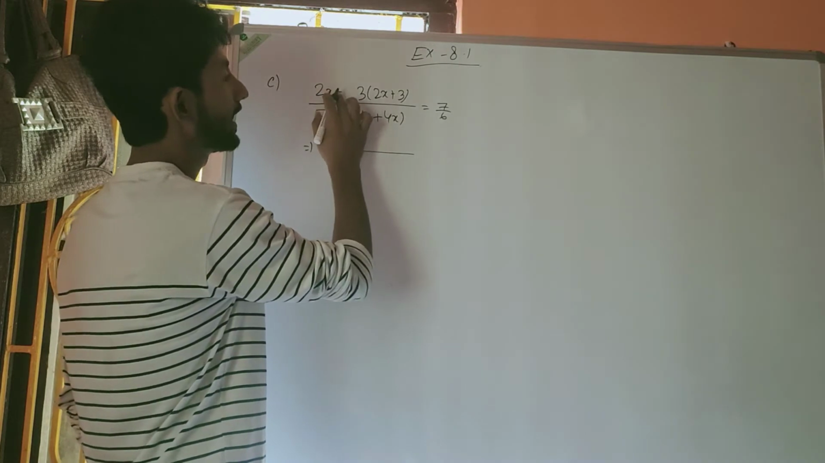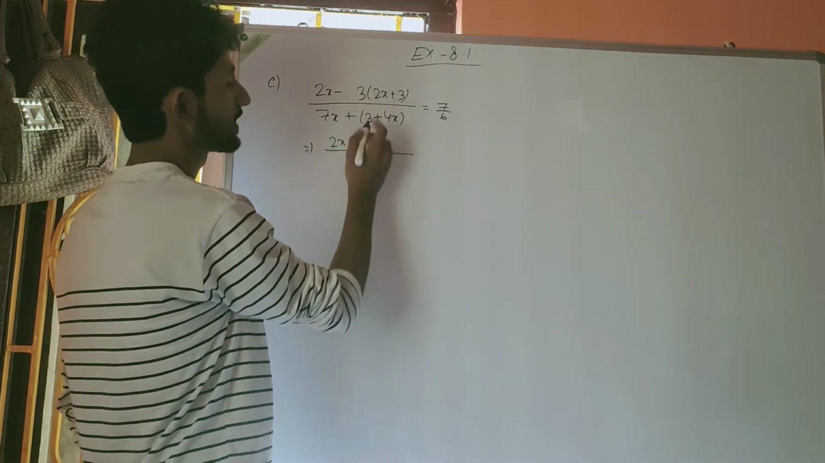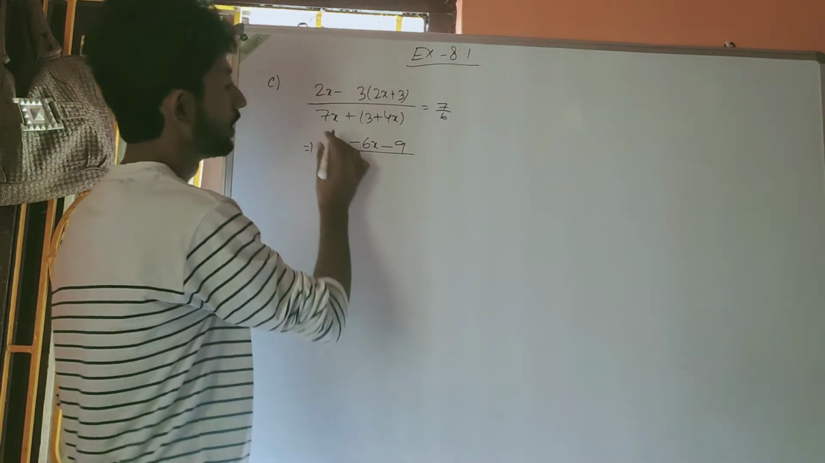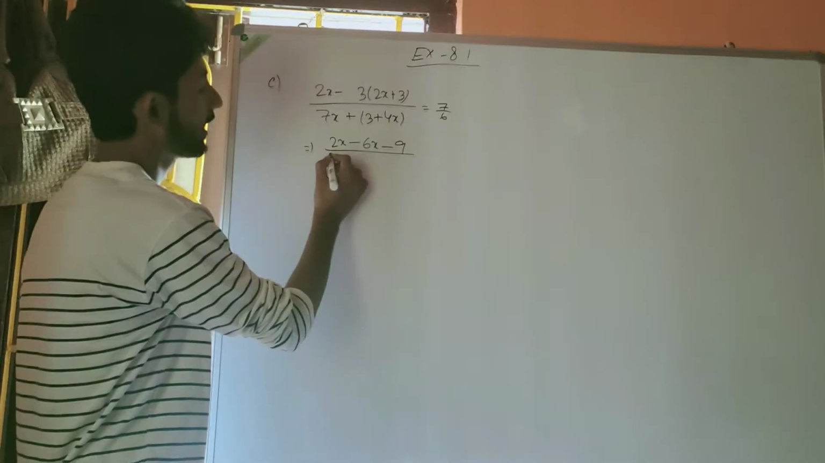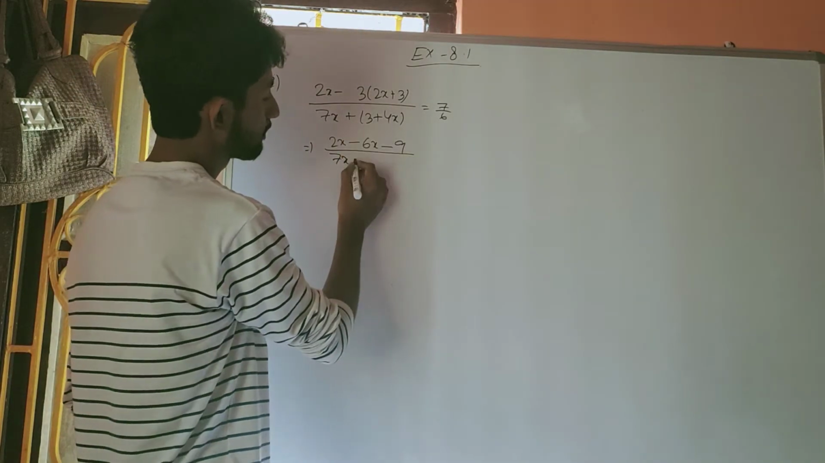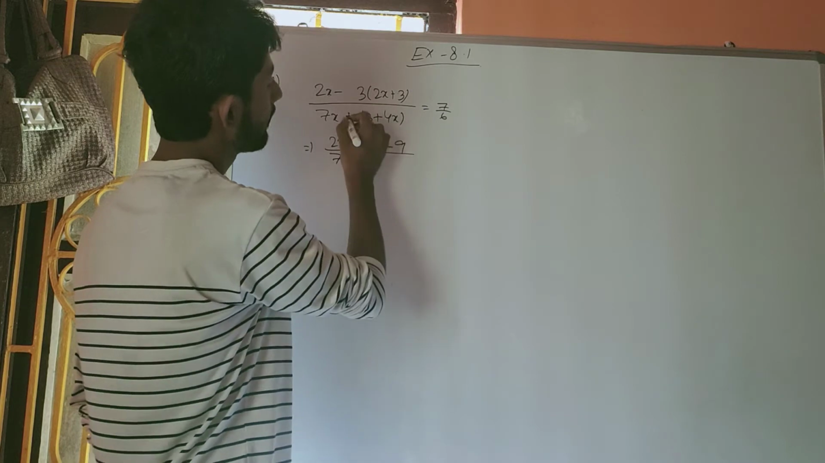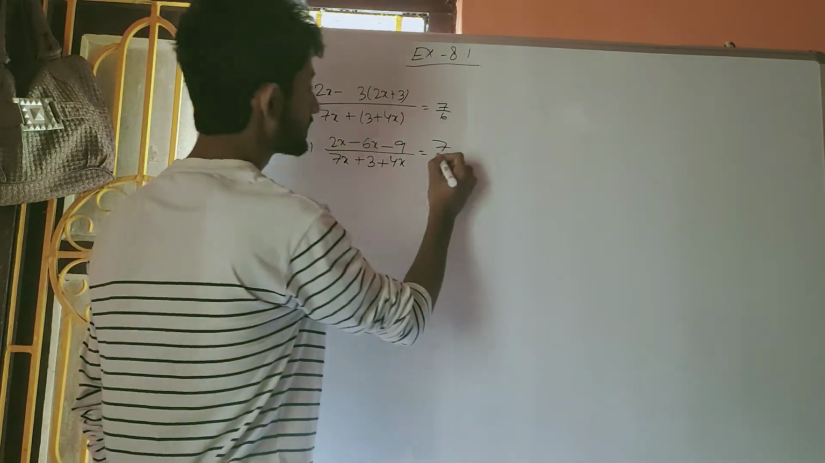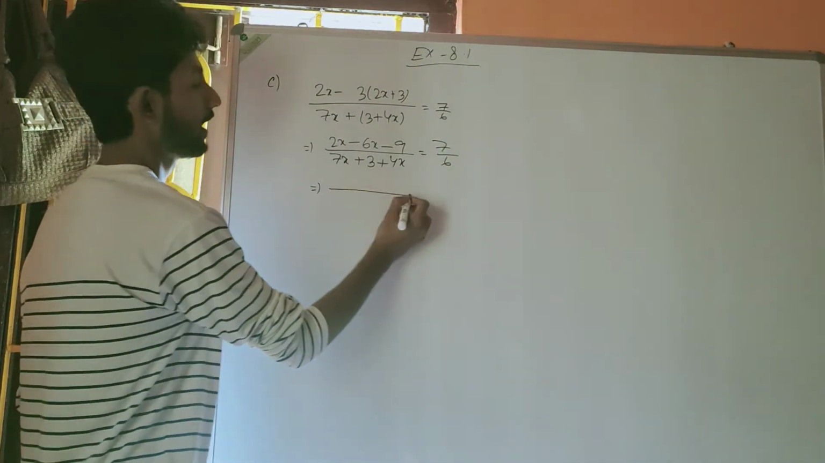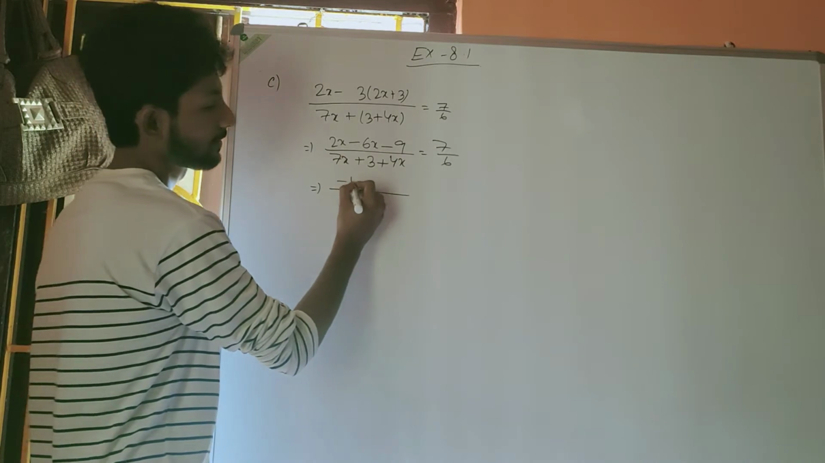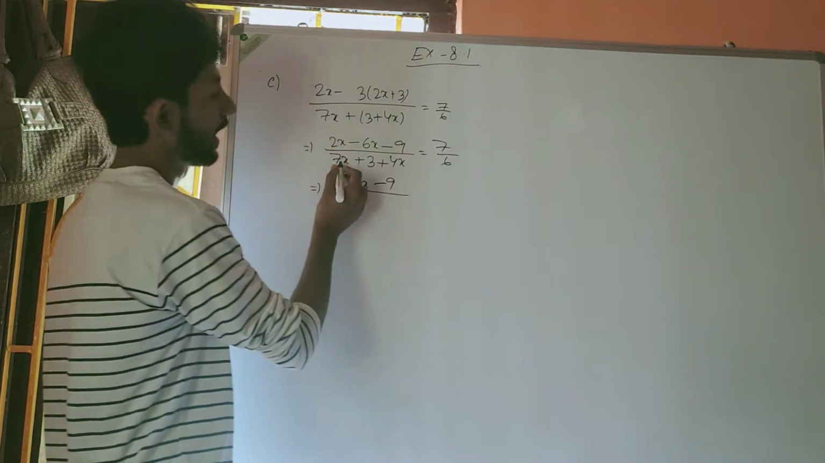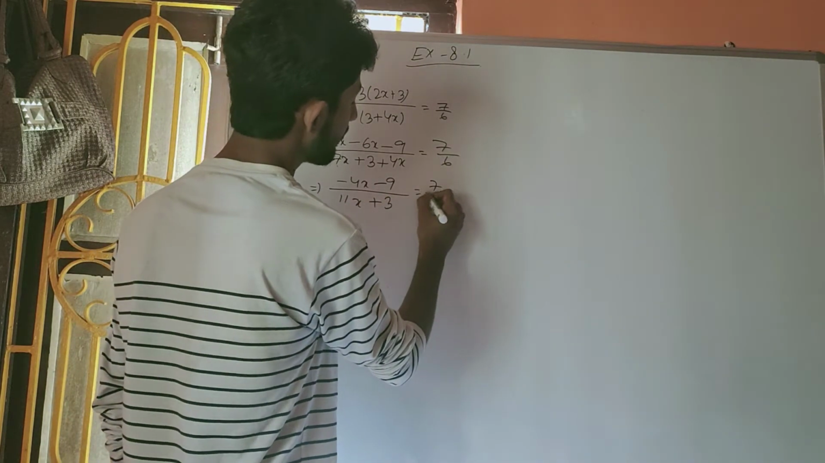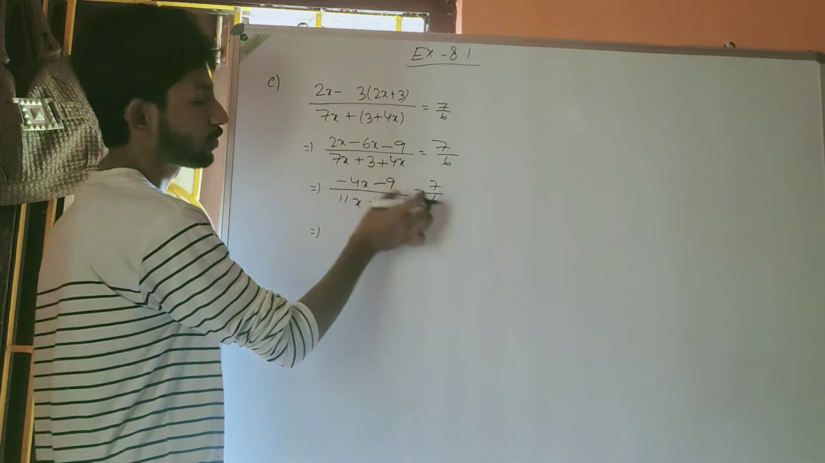2x minus, plus minus minus 3 is 6x minus 9. We have to remove the bracket, right? So here also 7x plus 3, only plus 4x, which is equal to 7 by 6. Now 2x minus 6x is minus 4x minus 9, and 7x plus 4x is 11x plus 3, which is equal to 7 by 6. We can do cross multiplication.